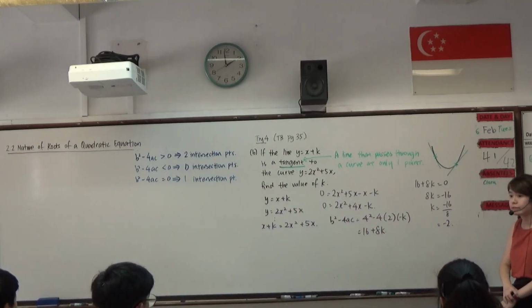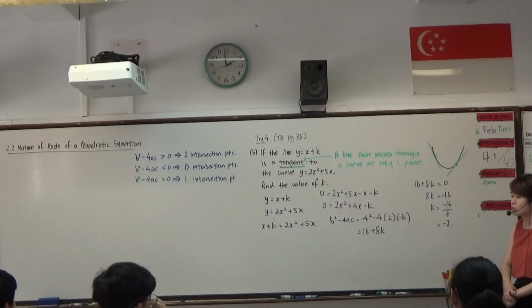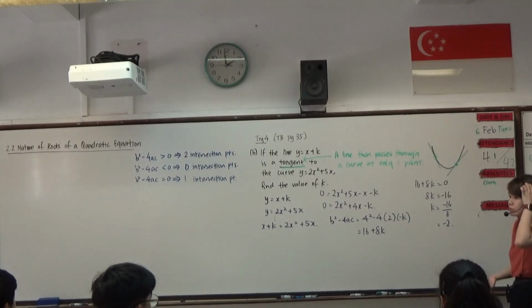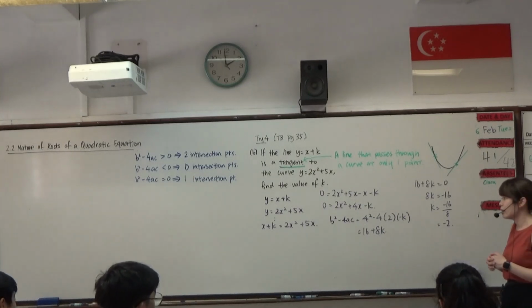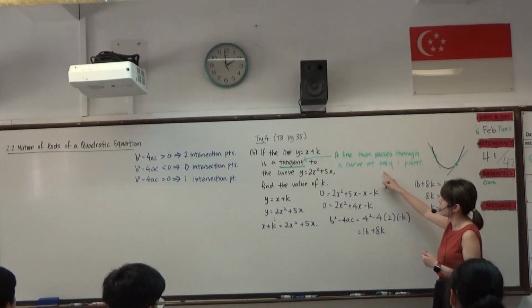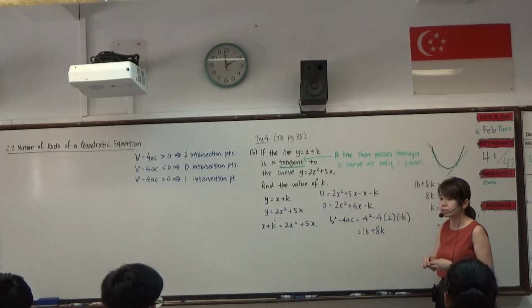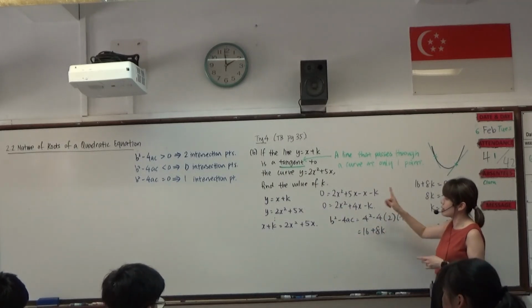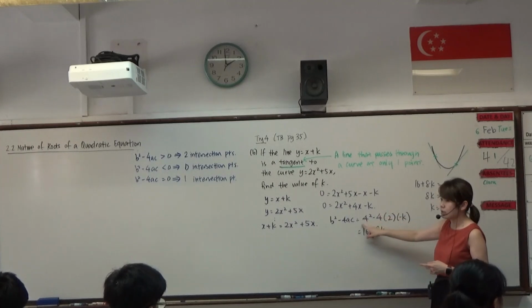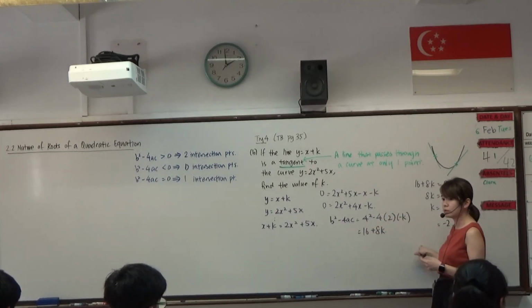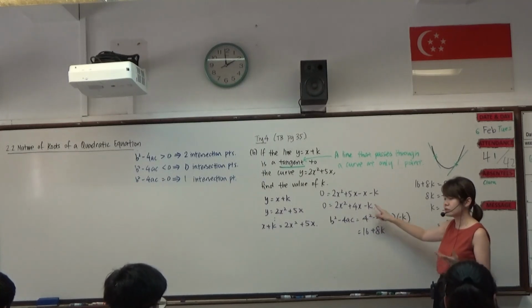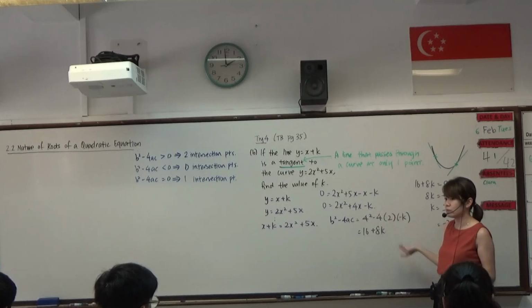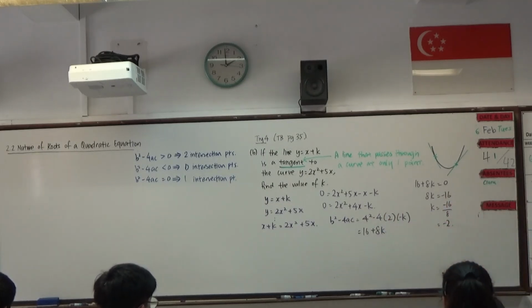Because the question told us that the line is tangent to the curve, that means that there is only one intersection. So your discriminant must be equal to 0. We cannot solve this because we have k but cannot solve. And then there is x. So I have to use x.